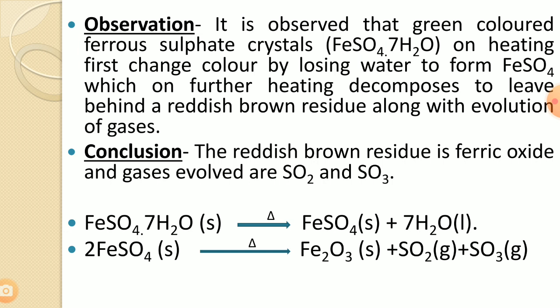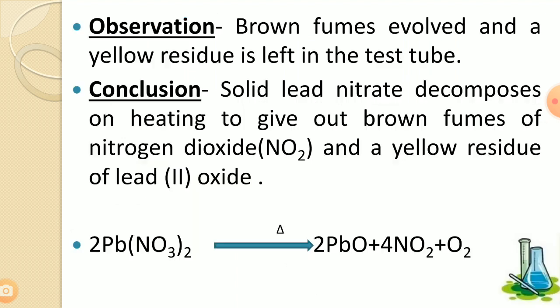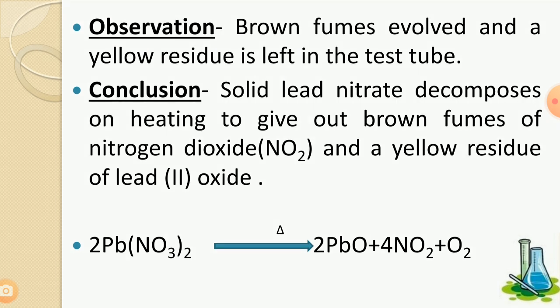as shown in the equations. This is another example of thermal decomposition reaction, heating of lead nitrate crystals. So when we heat lead nitrate crystals, we observe brown fumes and a yellow residue is left in the test tube. The brown fumes are nitrogen dioxide, NO2, and the yellow residue is lead oxide. The equation is shown below.